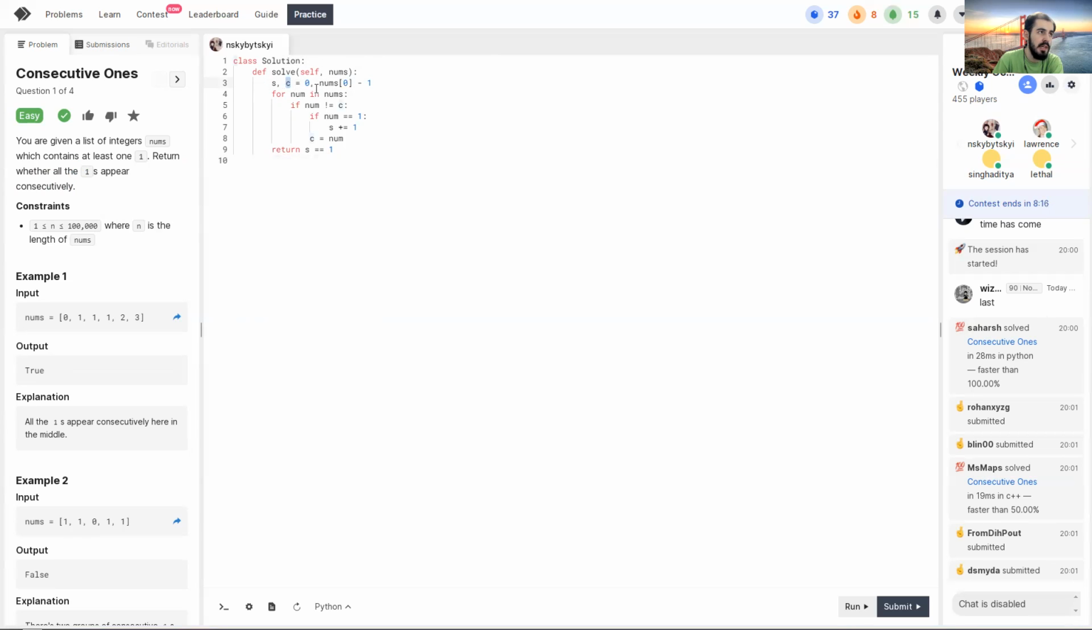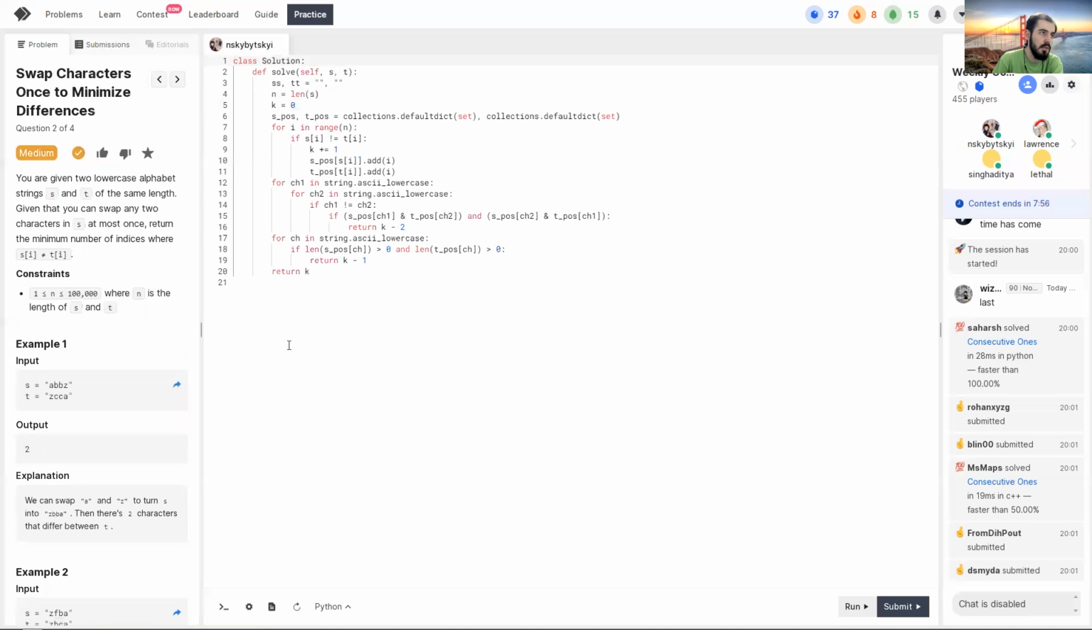We maintain the current number, we initialize it to something dummy. Whenever we encounter a new segment of ones, that is when a number is not equal to C, but the number is equal to 1. Then it's a new segment of ones. We just maintain the current number. Here, dia is for every position, for every character in the alphabet. We remember all positions where first SI and DI are different, and second SI is equal to this character. This map is from character to positions in string S where this character appears.